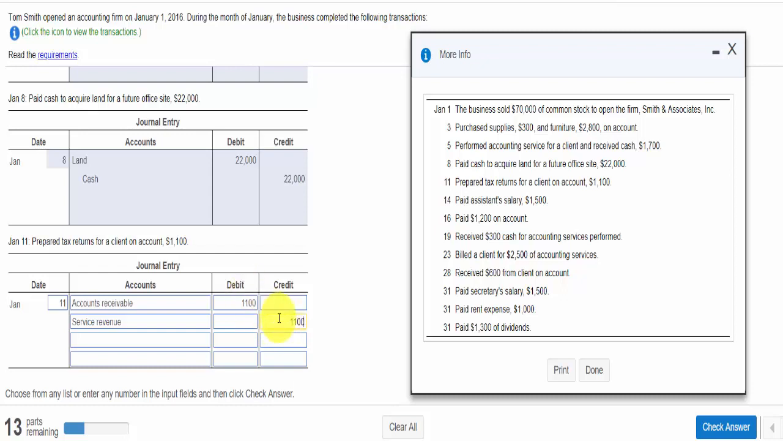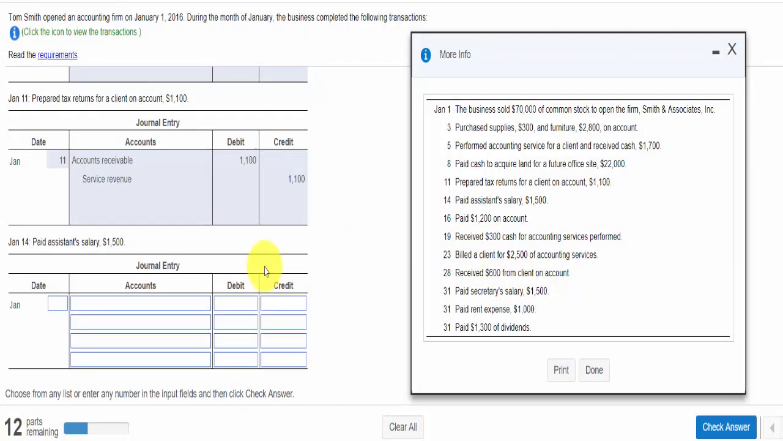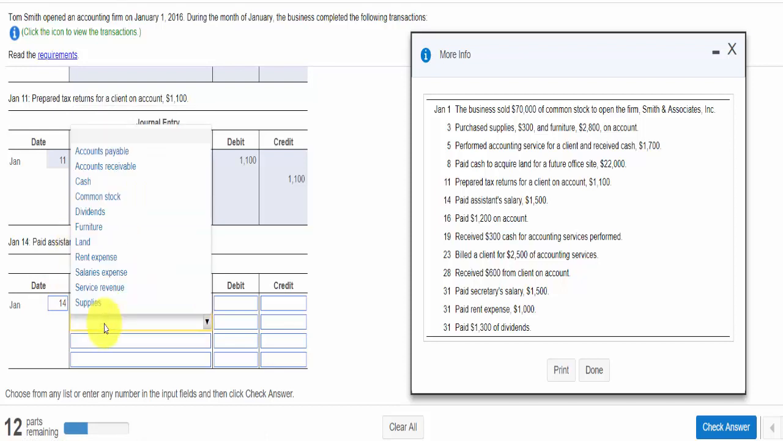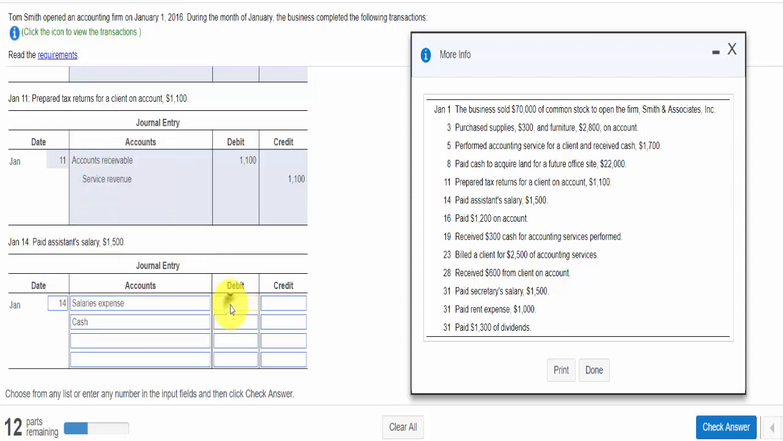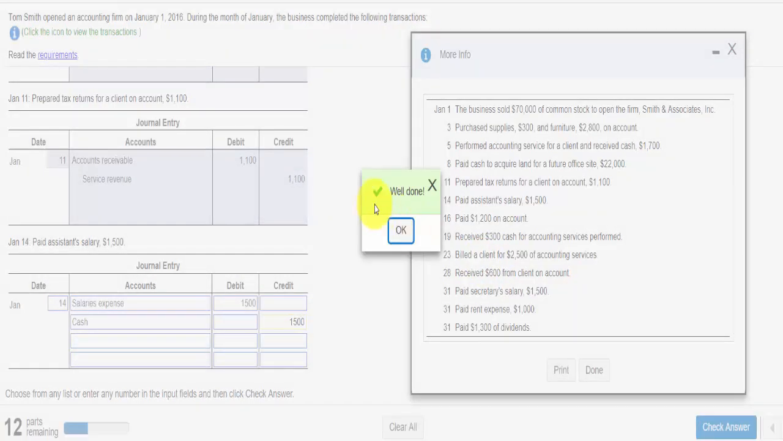Both entries are equal, amounts are equal. Check this entry. It is a correct entry. We will move to the other entry, January 14, paid assistant salaries. Salaries is our expense account. We will use salary expense and paid. It means we paid cash. Decrease in cash is our credit, and increase in expense is our debit. Both amounts are equal. Then we check this entry.